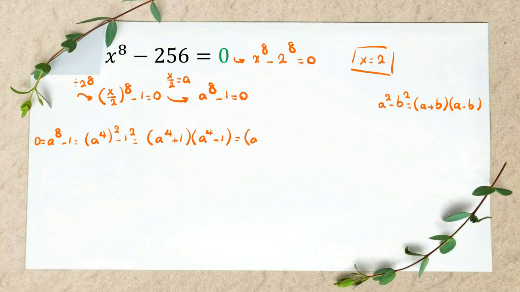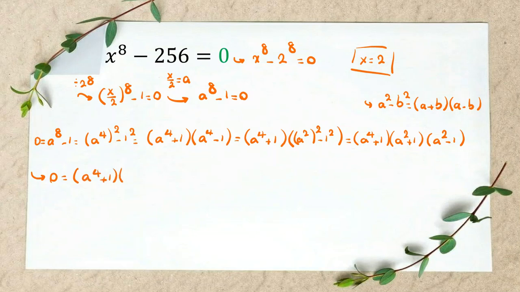If you use the same thing here again, it will be a to the 4 plus 1 times a squared minus 1 squared. If you apply this identity again, it will be a to the 4 plus 1 times a squared plus 1 times a squared minus 1. And we can conclude 0 equal to a to the 4 plus 1 times a squared plus 1 times a squared minus 1, because a squared minus 1 is a plus 1 times a minus 1.